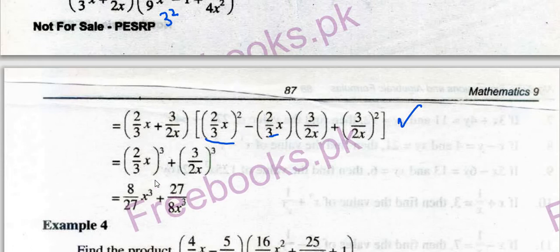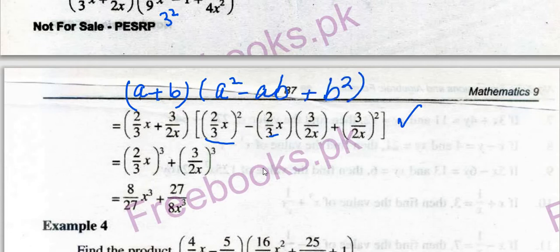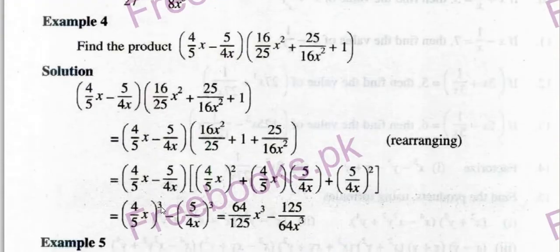Focus on this. This is a plus b. There is a square minus ab plus b square. Okay. Now this is a cube plus b cube. So we can write it as a cube plus b cube. Similar example number 4. In the same way, the right hand side is given.